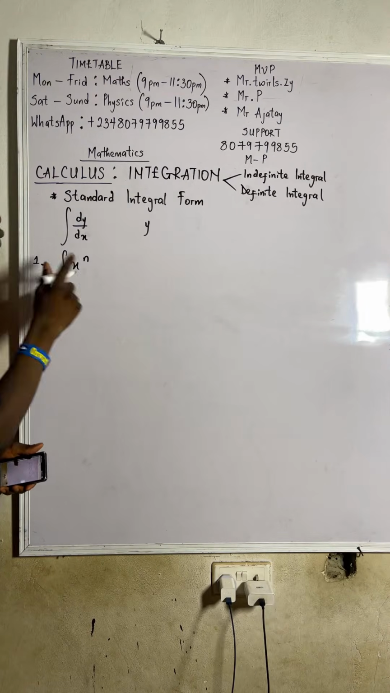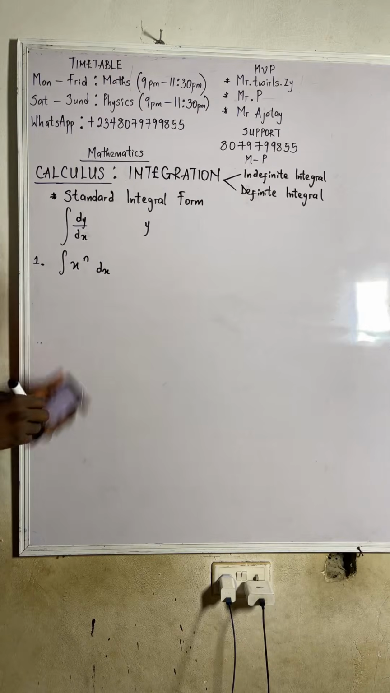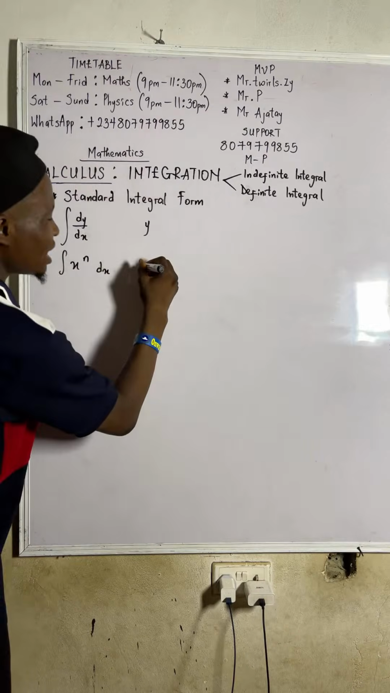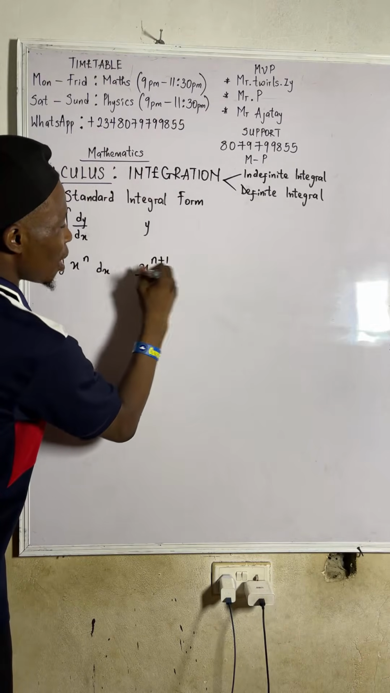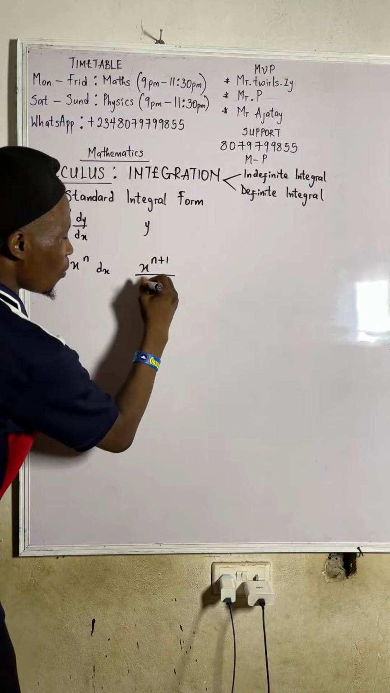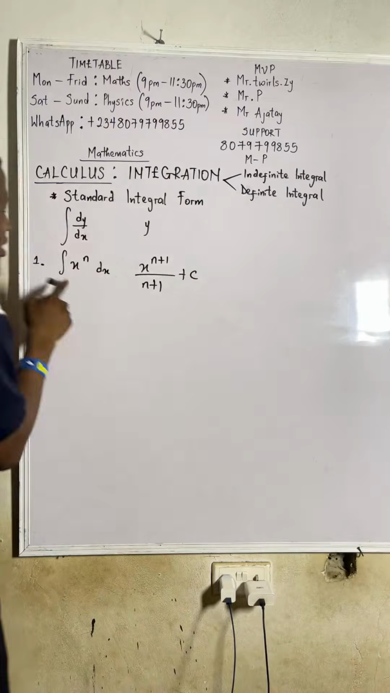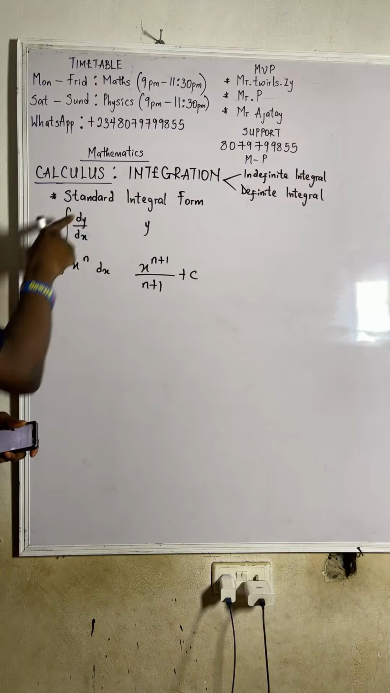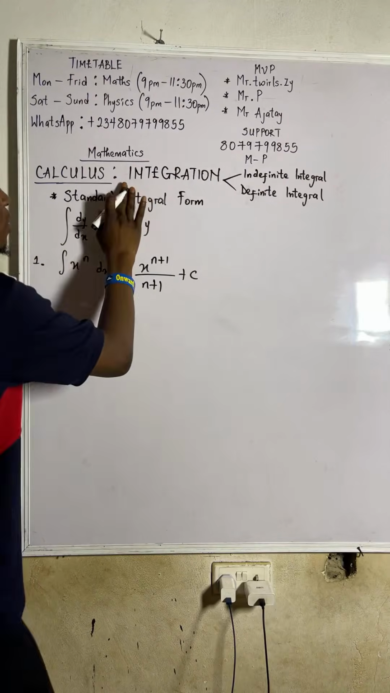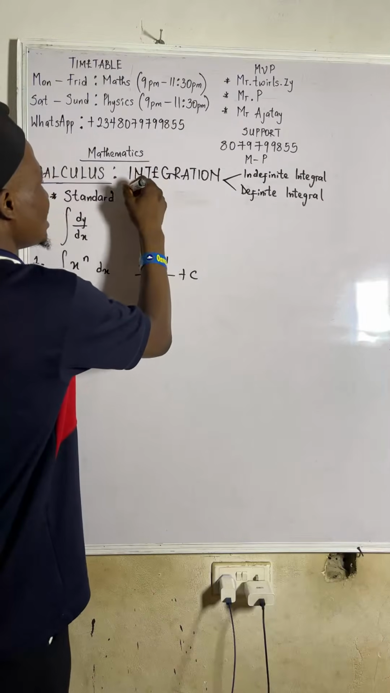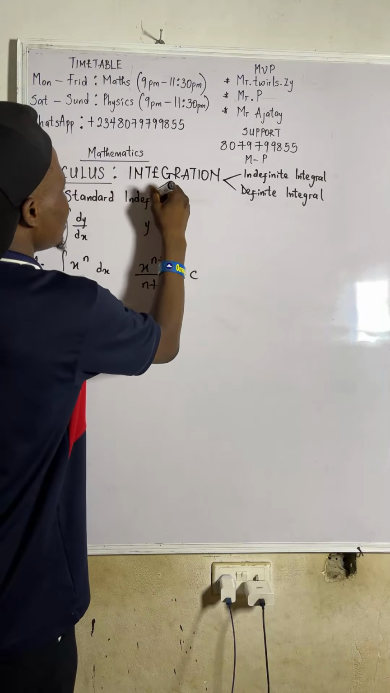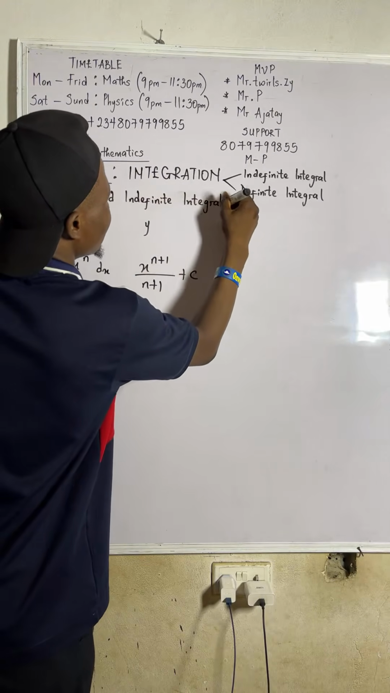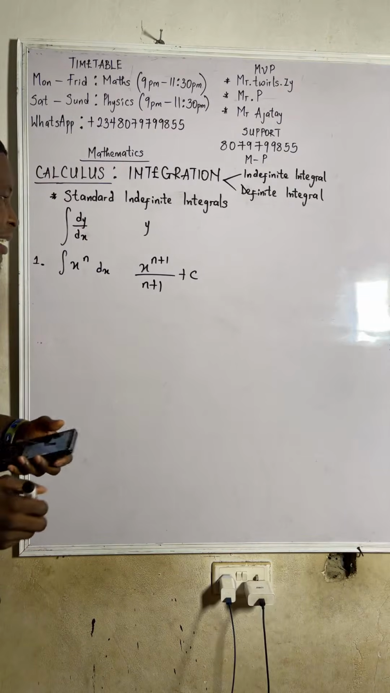So this is the formula. Whenever you are told to integrate x to the power of n with respect to x, it is simply this: add 1 to that power, over that same power, then you add plus c. The reason I'm adding plus c is because it doesn't have boundaries. These are called standard indefinite integrals.